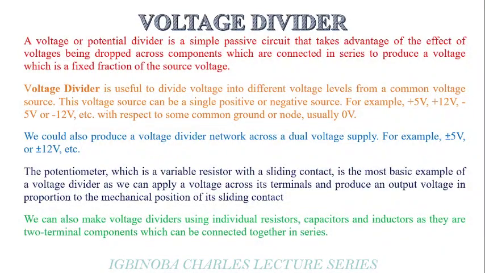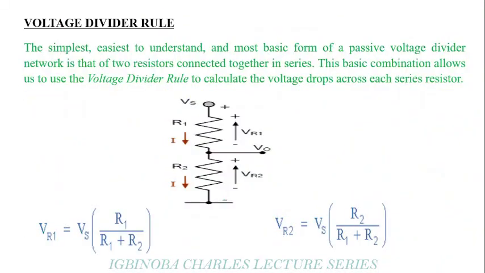We can also make a voltage divider using resistor circuits, capacitor circuits, and inductor circuits, as they are two terminal components which can be connected together in series. So it's not only restricted to resistors, you can also make a voltage divider using capacitors and inductors. But for the purpose of this lecture, we are going to restrict our design to using resistors. So, the voltage divider rule. The simplest, easiest to understand and most basic form of a passive voltage divider network is two resistors connected in series.